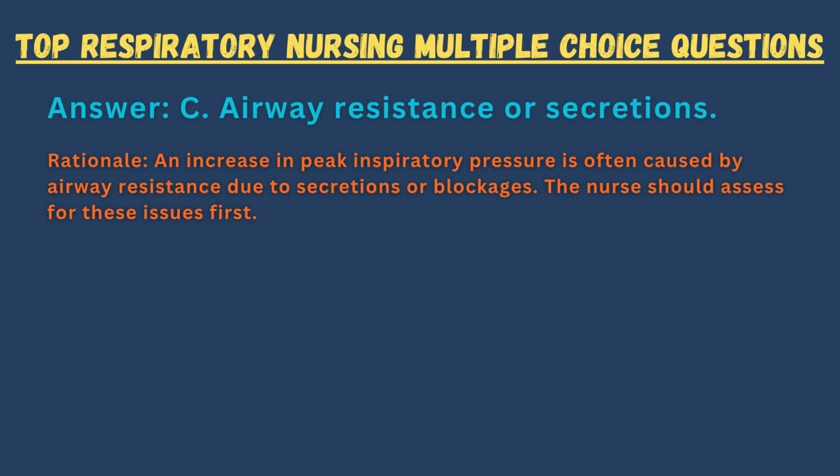Airway resistance or secretions. Rationale: an increase in peak inspiratory pressure is often caused by airway resistance due to secretions or blockages. The nurse should assess for these issues first.